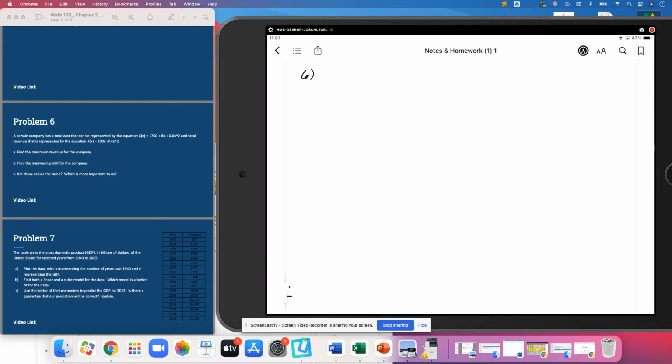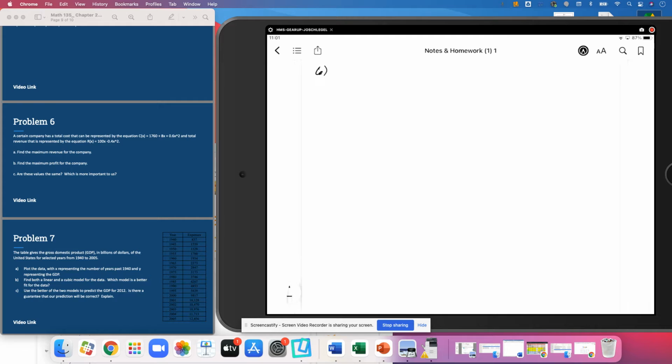Okay, coming in with number 6, a certain company has a total cost that can be represented by that equation and total revenue that can be represented by that equation. We are asked to find the maximum revenue for the company, find the maximum profit for the company, and decide if those values are the same, and if not, which one do we care about more.